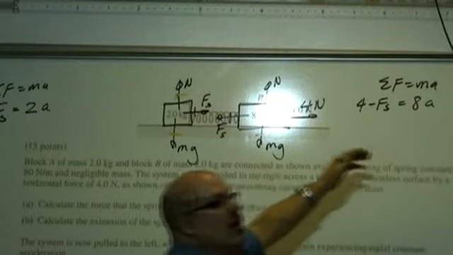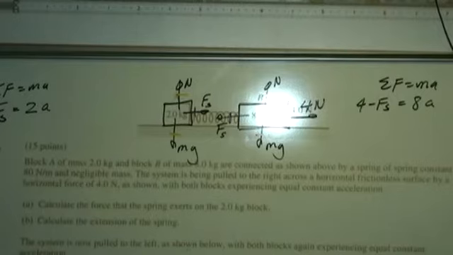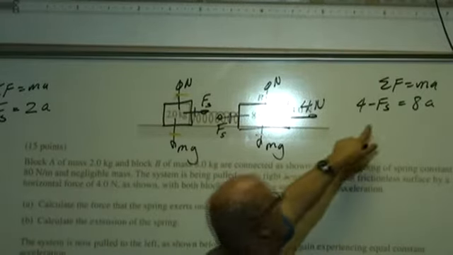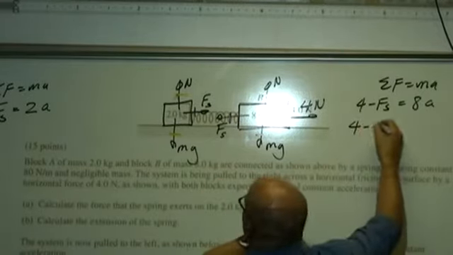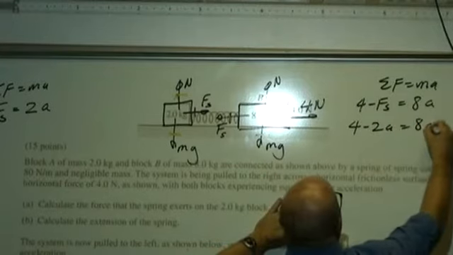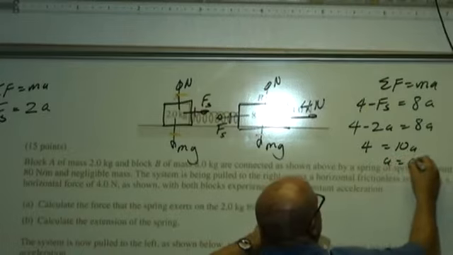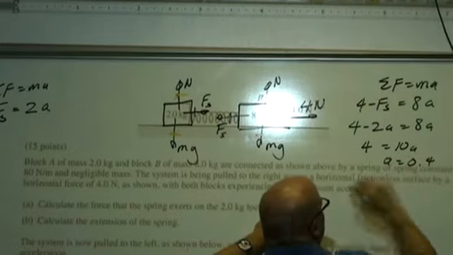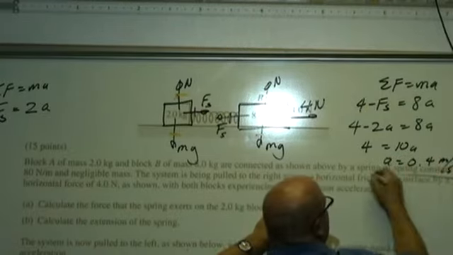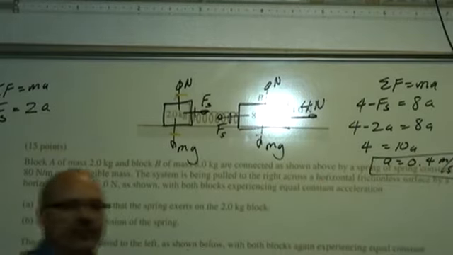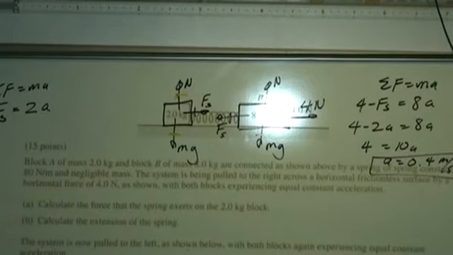You can set the spring force equal to 2A, and I could take that and plug it in over here, and if I do so, I get 4 minus 2A equals 8A, or 4 equals 10A, or A equals 0.4, right? Meters per second squared, voila.